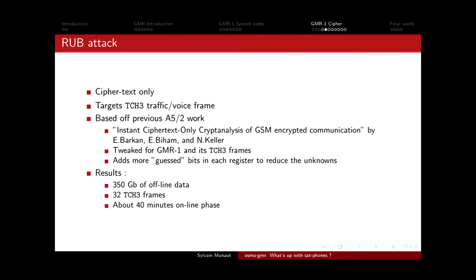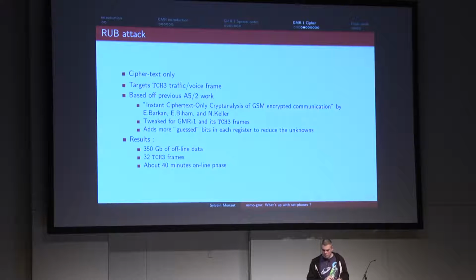So, a little more detail about what the guys at Bochum did. They published a ciphertext-only attack. That means you only need to capture data off the air, feed it directly to the attack, and it can give you the key. They target what's called TCH3 frames, which are traffic frames. They're basically what carries the voice, which means you have a lot of them, because as long as the conversation is still going, frames are being generated constantly, several tens of them per second.